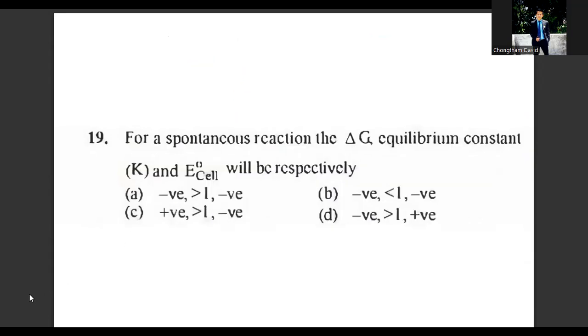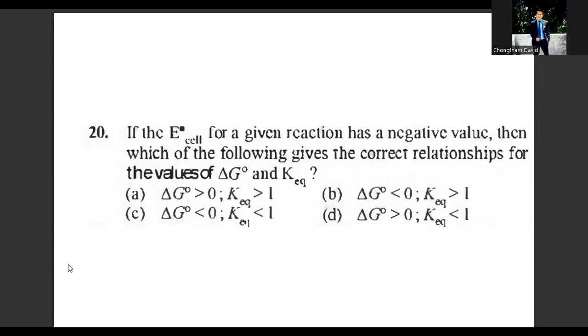Question number 19, the spontaneous reaction, the equilibrium constant and E naught cell will be respectively. This is also a theory based question. It would be delta G would be negative and E cell would be positive. We have done this before. Moving on to the next question, number 20.